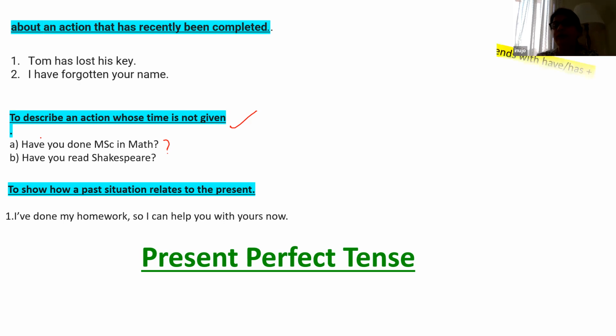All right. Now, what is this? All these sentences, they end with this particular format. Verb plus ed.